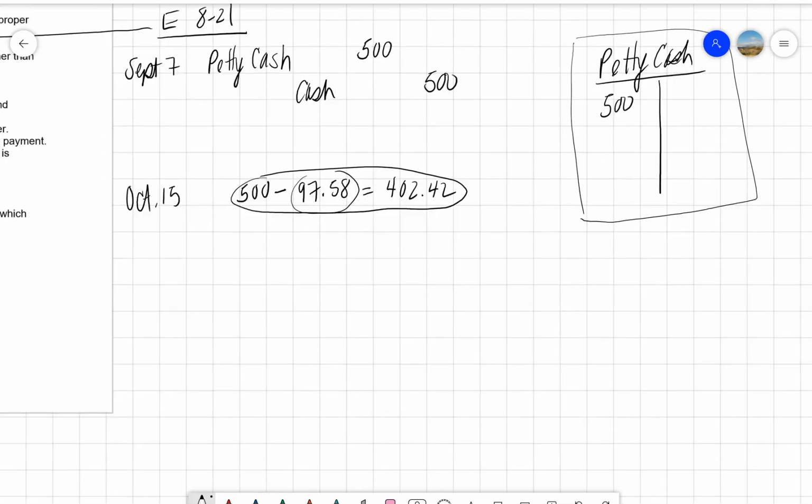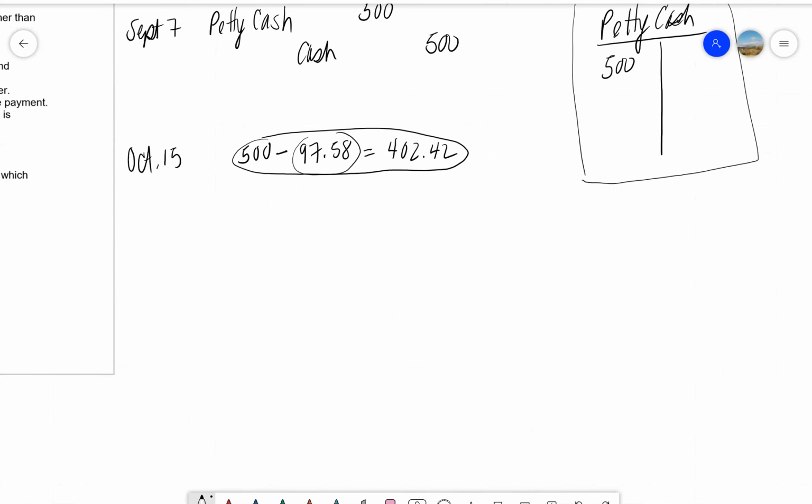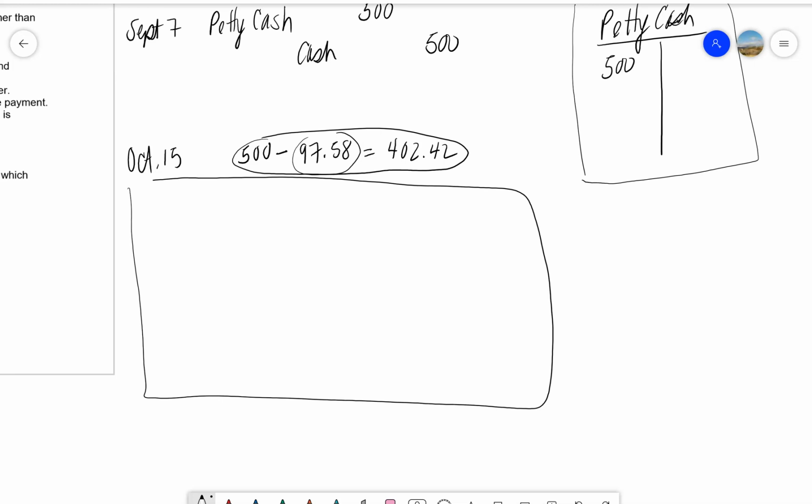Now, when we do that, we're also going to record all those expenses. So this is going to be the journal entry that we have to record on October 15th. Now, we know that we've got to add $402.42 into the petty cash fund. And so in order to have that, we're going to have to get that out of our bank account. So we know that part of this is going to be a credit to cash of $402.42. We're going to have to take that money out of our bank account and actually put it physically into our petty cash fund. Now, what about the debits?